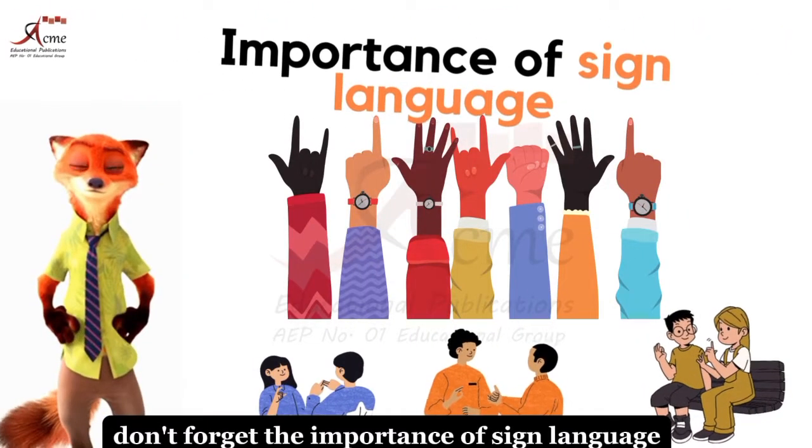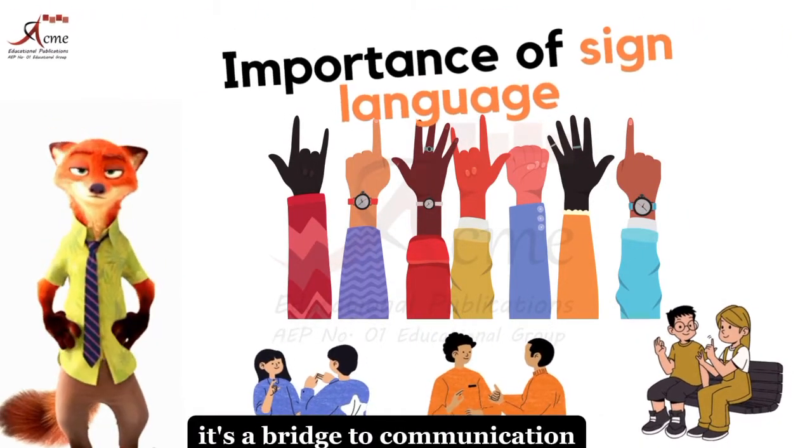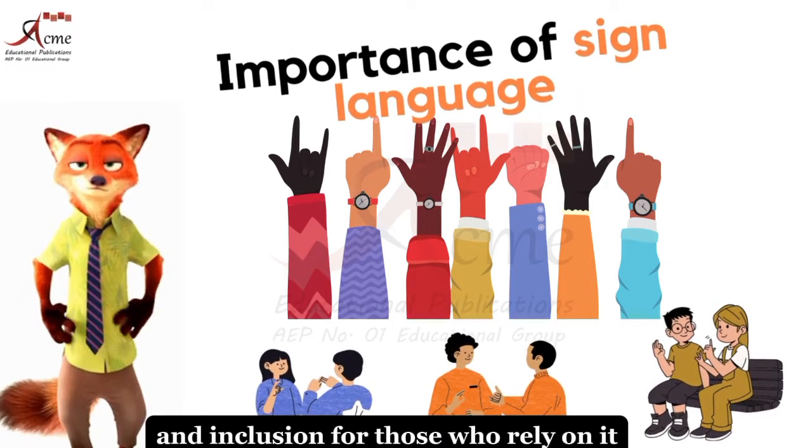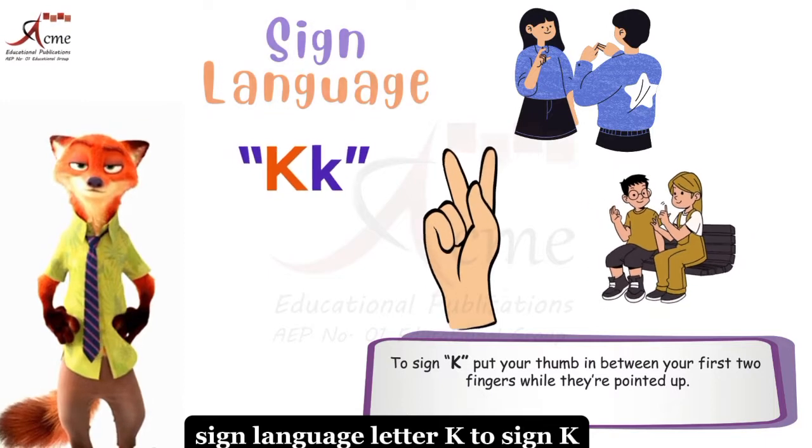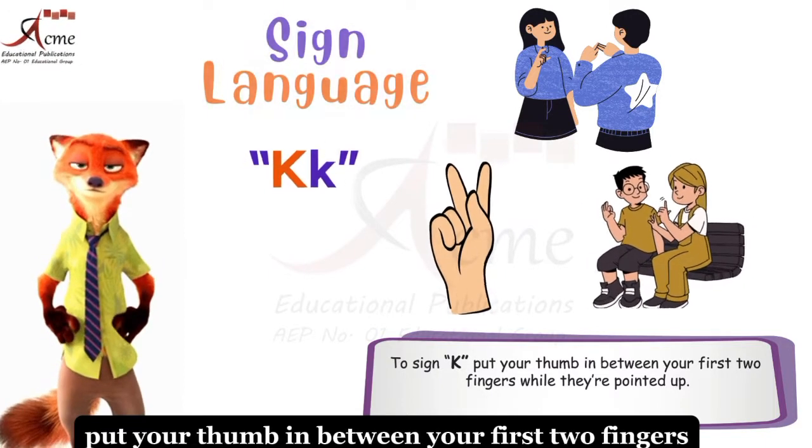Don't forget the importance of sign language. It's a bridge to communication, opening doors of understanding and inclusion for those who rely on it. Sign language letter K. To sign K, put your thumb in between your first 2 fingers while they're pointed up.